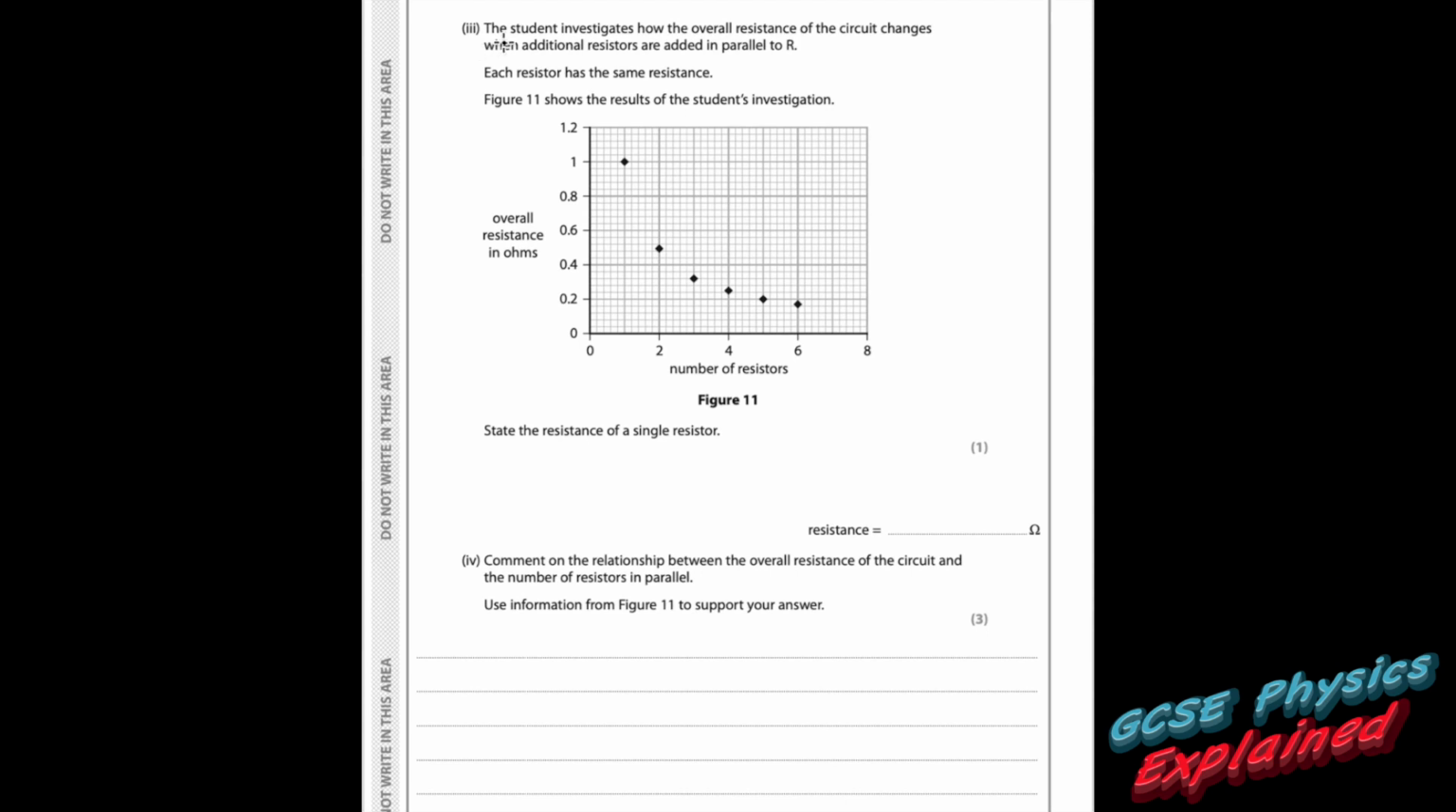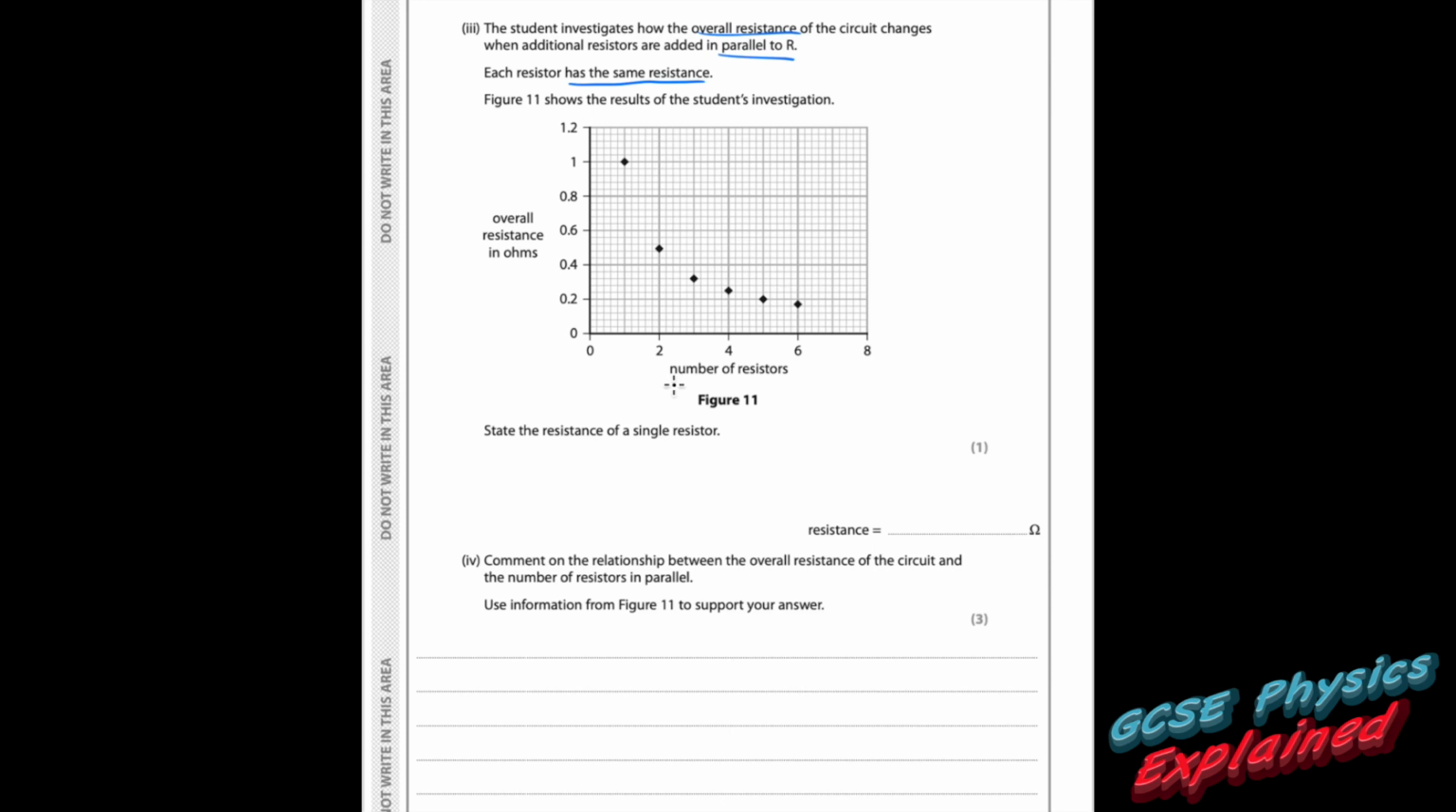Part 3. The student investigates how the overall resistance of the circuit changes when additional resistors are added in parallel to R. Each resistor, once again, has the same resistance. Figure 11 shows the results of the student's investigation. State the resistance of a single resistor.